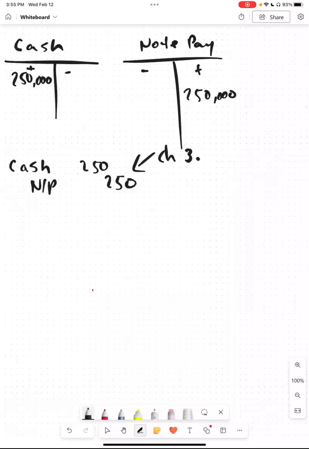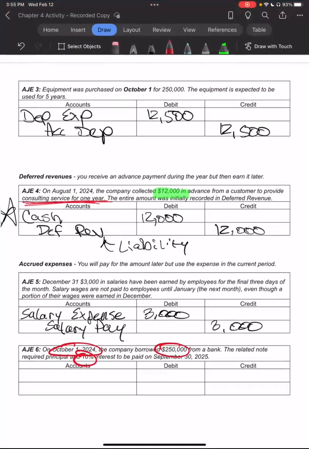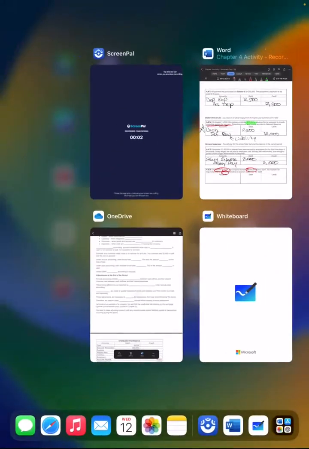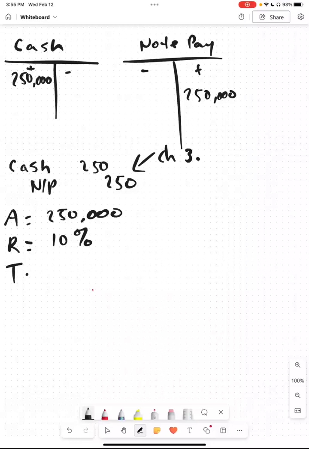What we're going to look at now is chapter 4, because now we're in January and we need to record the interest that we owed on that, the interest payable for that. Okay, that's what this particular problem is asking for. Okay, so we're going to remember that our amount was equal to 250,000. Our rate was equal to 10%. Okay, and the amount of time that we had it was October, November, December, so it was 3 out of 12.